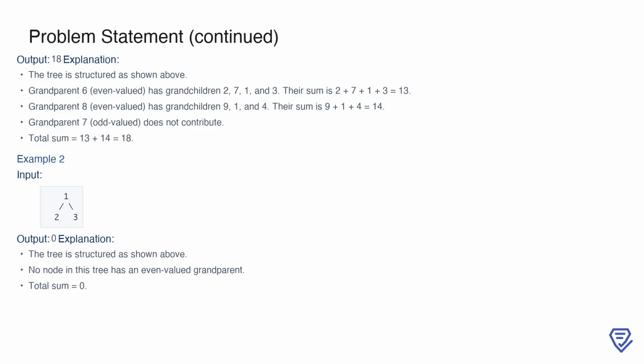Additionally, the even-valued grandparent 8 has grandchildren with values 9, 1, and 4, which add up to 14. Meanwhile, the odd-valued grandparent 7 does not contribute to the sum. Combining the sums from the two even-valued grandparents, the total is 13 plus 14, resulting in an output of 18. This example highlights how we identify and sum the grandchildren based on their grandparents' value.